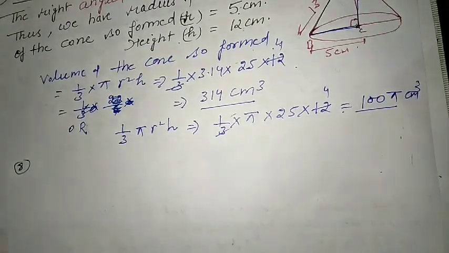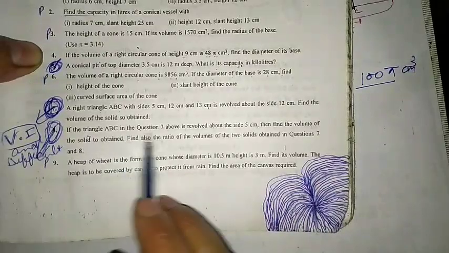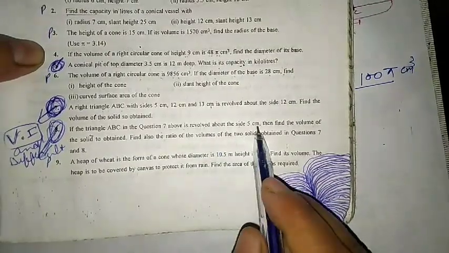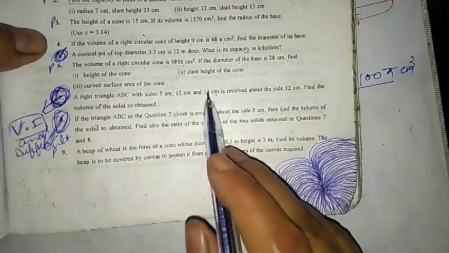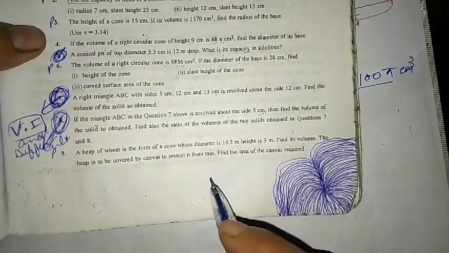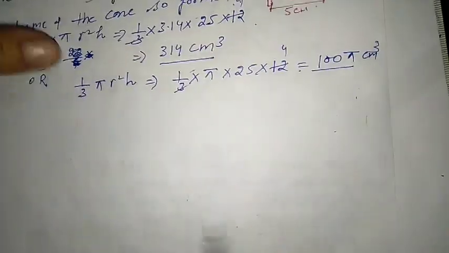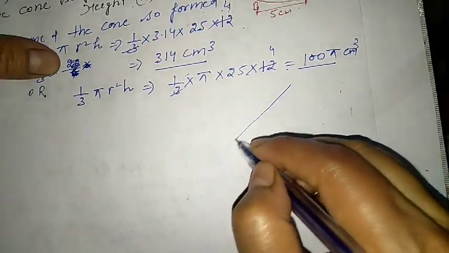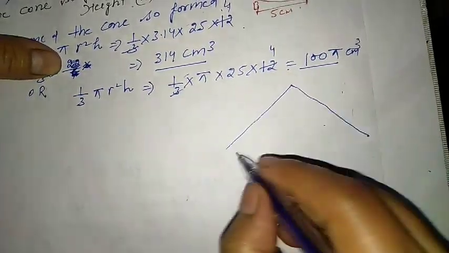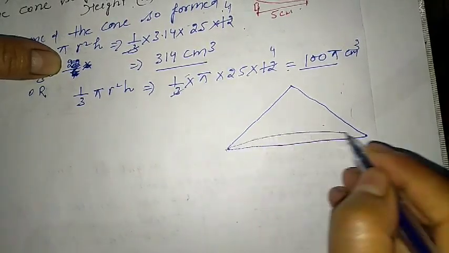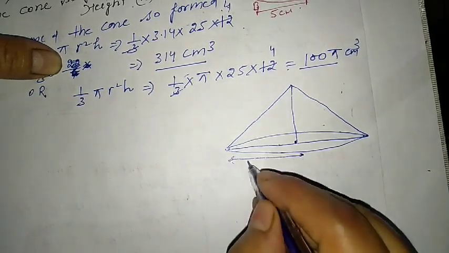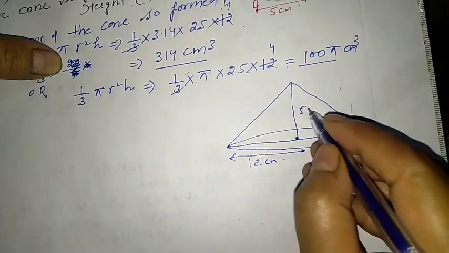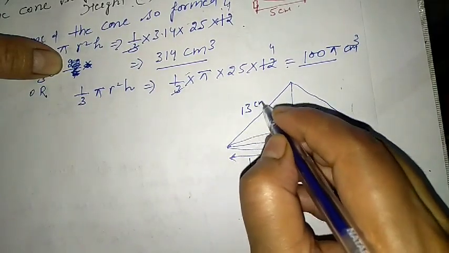Now the next question. If the triangle ABC in question 7 is revolved around the side 5 centimeters, so 5 becomes the height and 12 centimeters becomes the base radius, and the 13 centimeters will remain as the slant height. So the figure will be like this. This side will be 12 and this is 5. This remains as it is, 13.